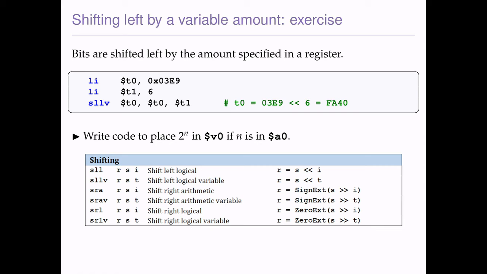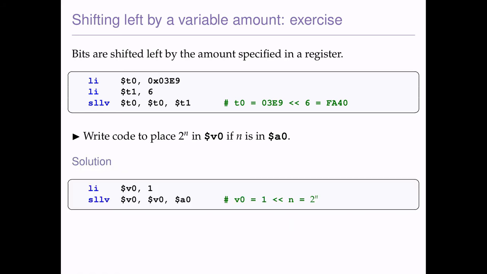If you want to do this yourself, I'd recommend pausing it now before I dive into the answer. Okay, so what we'd do is load an immediate value of 1 into V0, and this represents 2 to the power 0. So if there is a value of 0 in A0, that's the correct value to have there by default. It's kind of our base case.